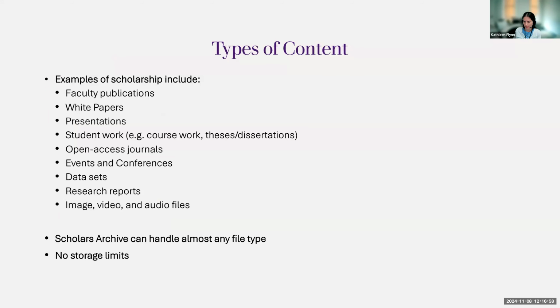This is just a list of examples of the scholarship that could be added to Scholars Archive. You'll see some things like journal articles. They could also live, of course, in a journal or a discipline-specific repository. So you could publish it in a journal and then put a free version in Scholars Archive, so you're widening your audience there. But some things here, like white papers or presentations and conferences, may not have a natural home elsewhere, so repositories like Scholars Archive can help fill that gap. And you'll notice it can also store data sets.